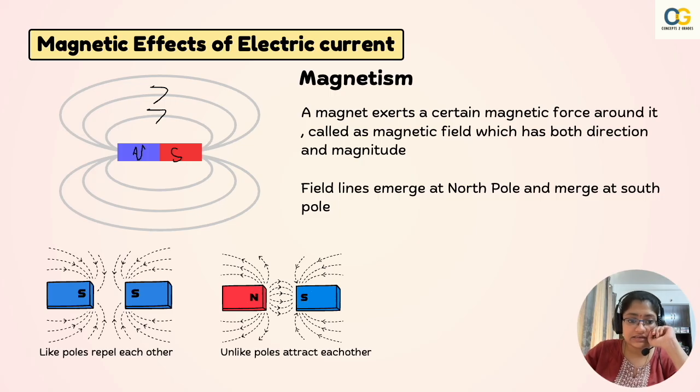Generally it is observed that like poles repel each other. If you bring a south pole and south pole together, they will not touch each other, they will start repelling. And if you bring opposite poles, which is north and south, together, they attract each other. That is, the two magnets start meeting.